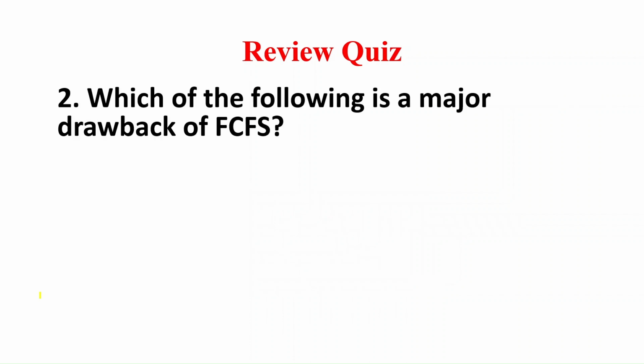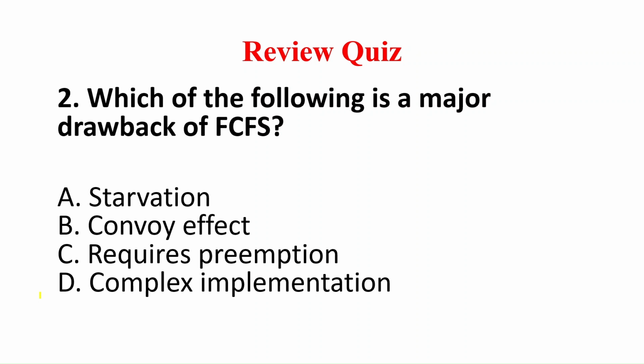Next question. Which of the following is a major drawback of FCFS scheduling? Starvation, convoy effect, requires preemption, or complex implementation. Just now in the previous example, we discussed that the convoy effect affects FCFS. That means a process with a longer CPU burst time blocks the other short CPU-bound processes from getting the attention of the CPU. It's called the convoy effect.